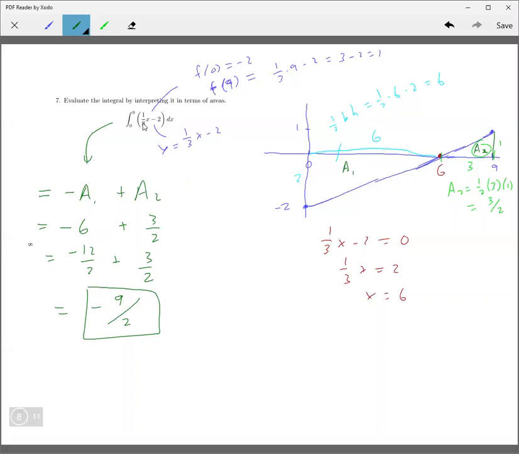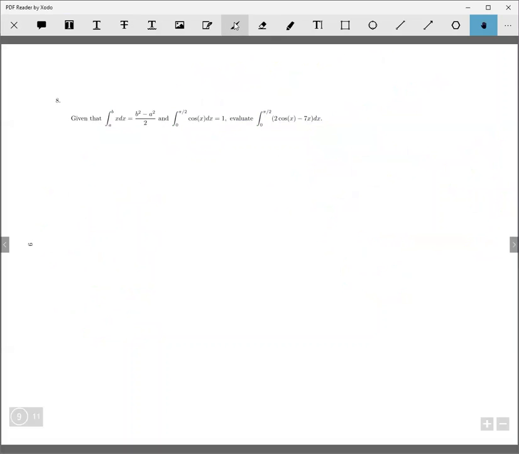Again, in the near future, we'll show you an easier way to do this using the fundamental theorem of calculus. Okay. Yeah, that theorem is lots of fun. The fundamental theorem of calculus.